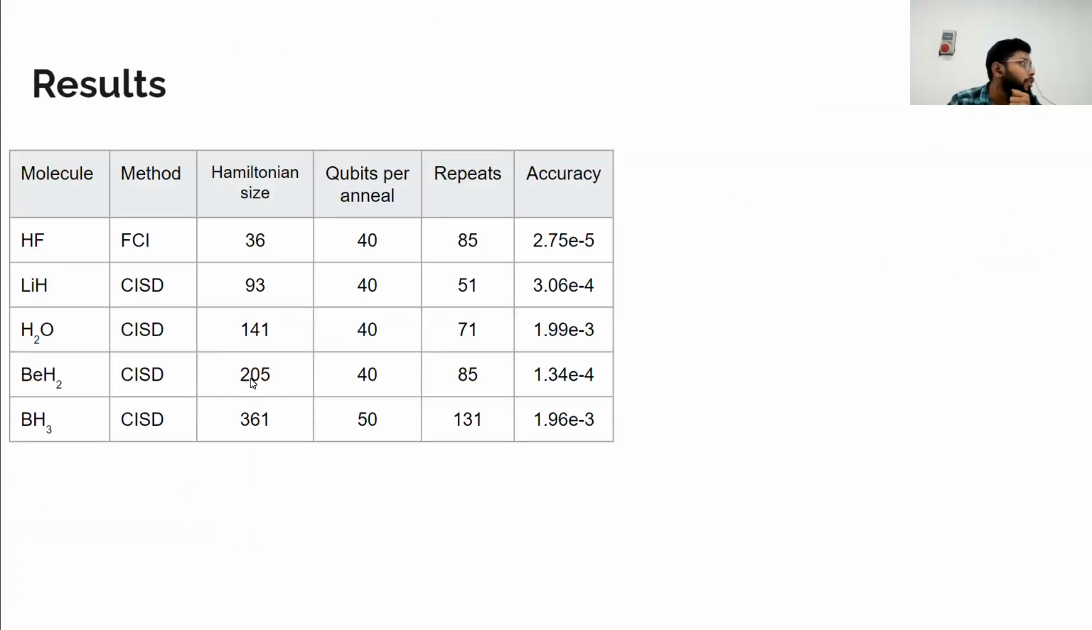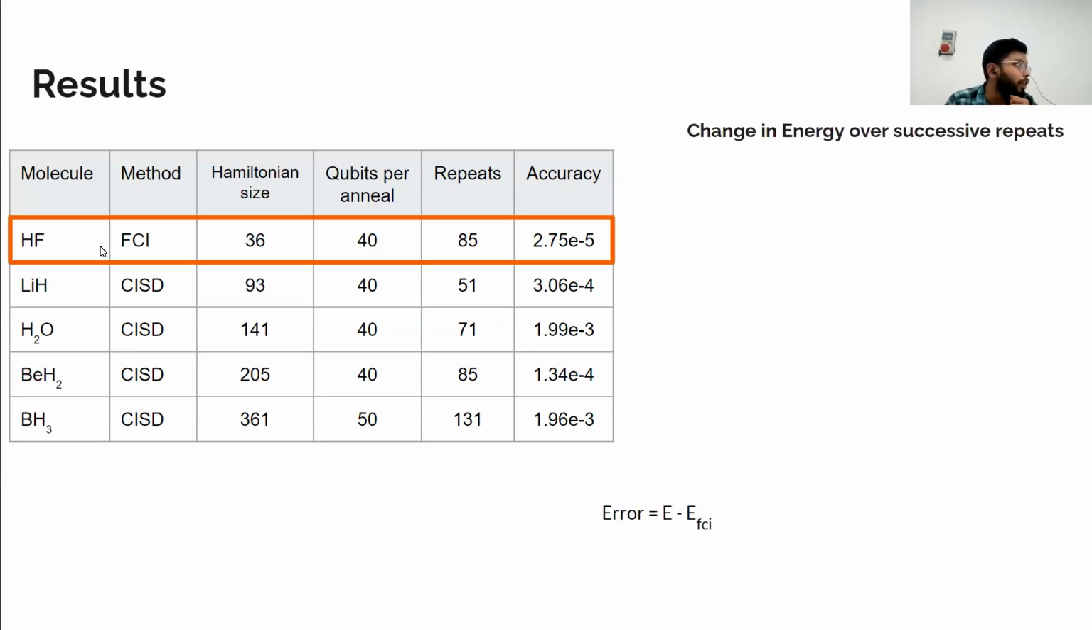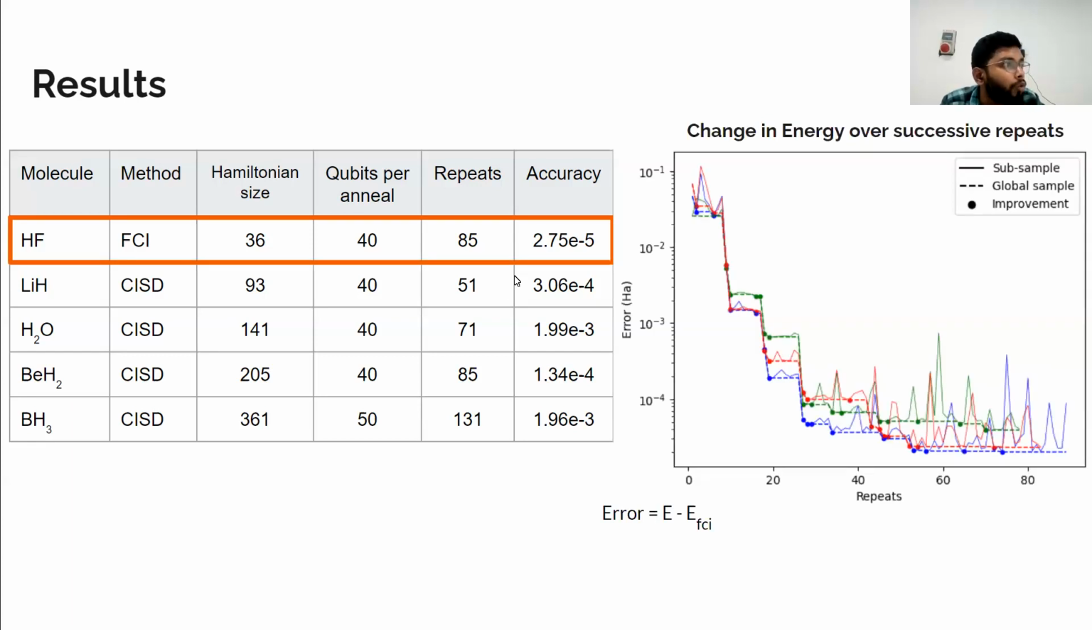Okay, so the results. I've shown the results on 5 molecules. The first method was done using HF. The first method was done using FCI, and I will show how our workflow gave improvements.